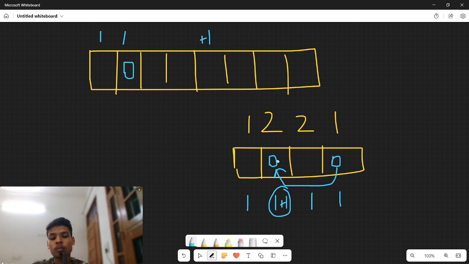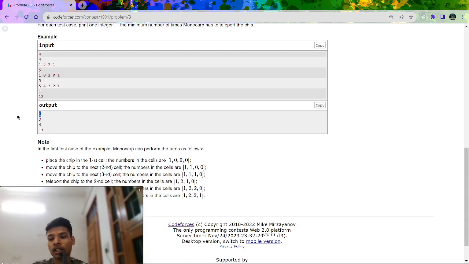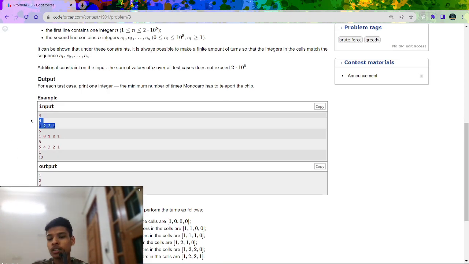If I use the first operation on this index, which means I will put the chip from here to here, you can see this will also increase to 1, right? Here you can see my configuration is 1 2 2 1, and you can see how many times I have to teleport my chip. I have teleported my chip only once, so here the answer will be 1, right? So this is an example of this.